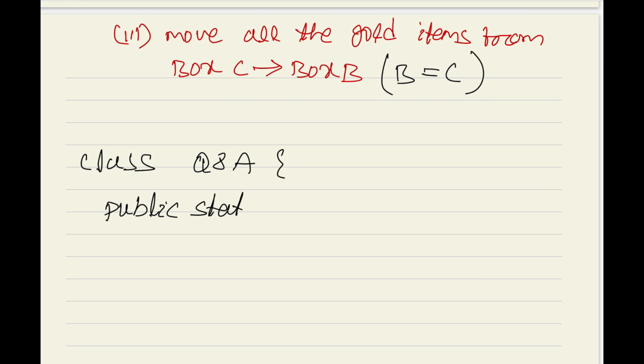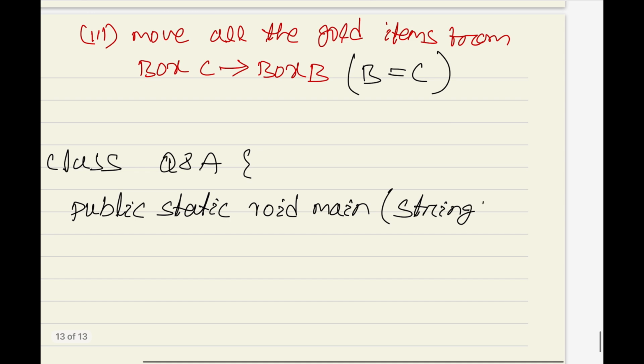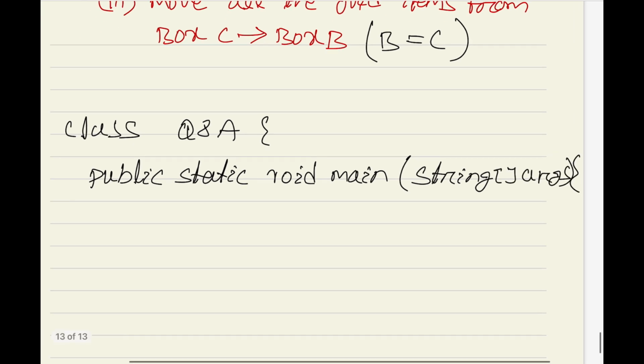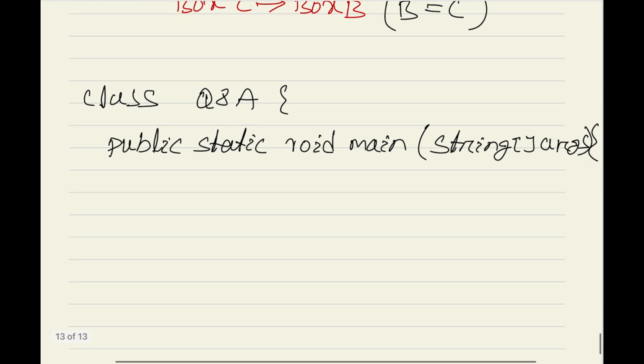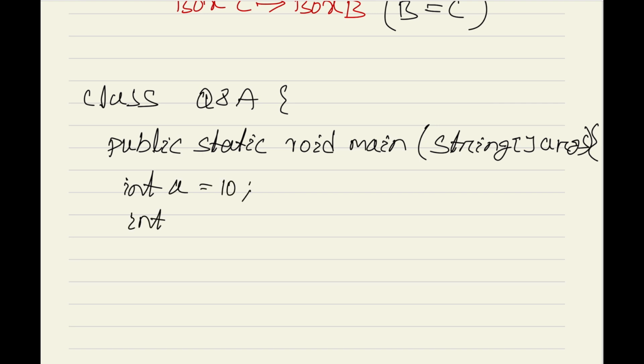public static void main string args. Then I can write here int A equal to 10. So this is the initial value of A. Then I can write int B equal to 5. So that is the initial value of B.